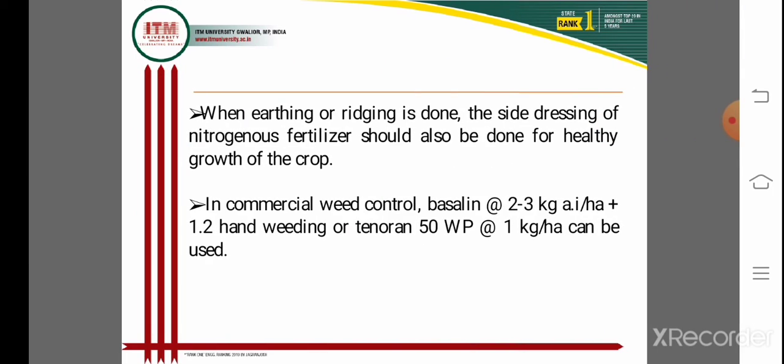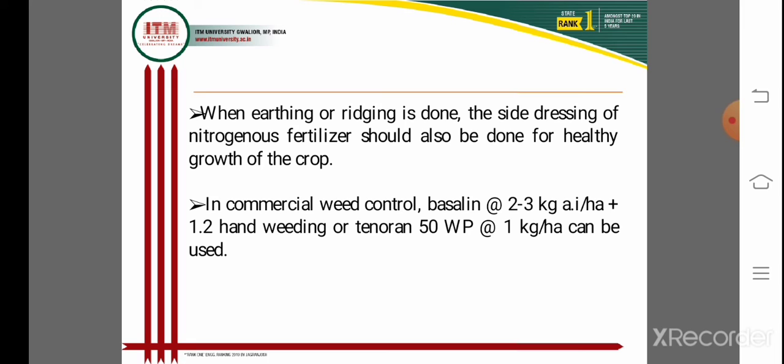And the next one is, when earthing up or ridging is done, side dressing of nitrogenous fertilizer should also be done for the healthy growth of the crops. So it's very important for the growth and development of the plants. Chemical weed control can also be used to control weeds in the field crops.